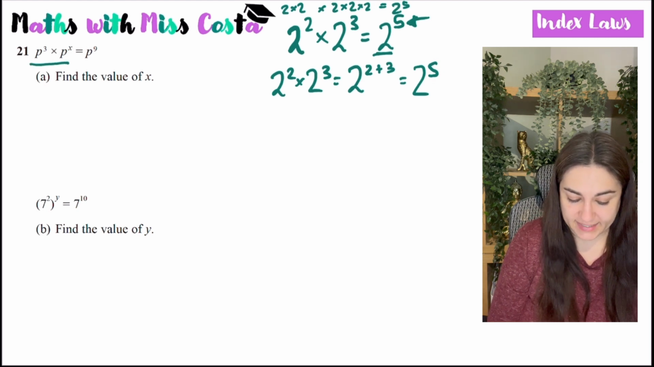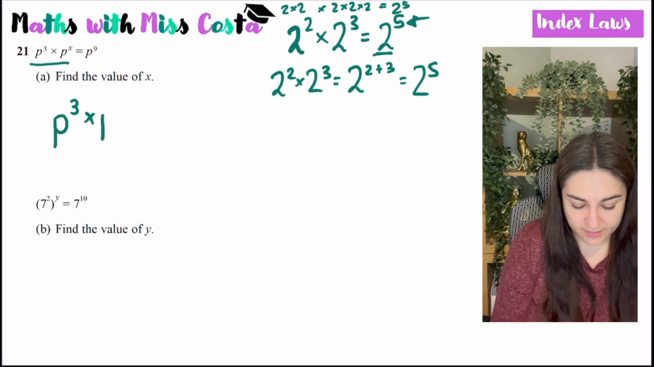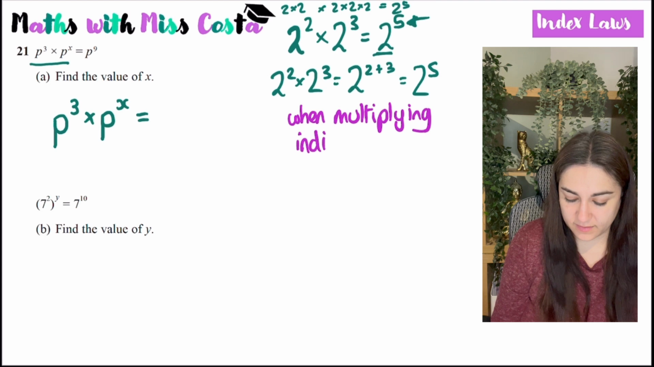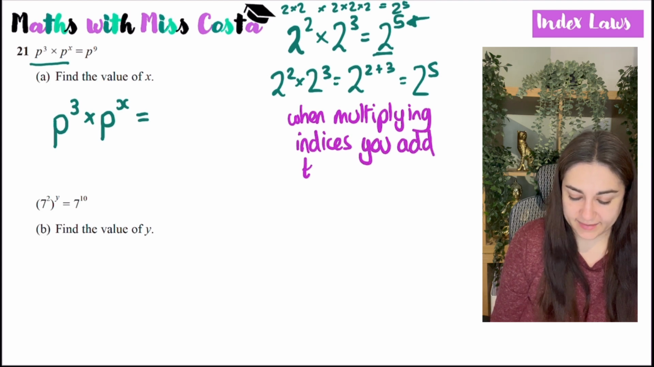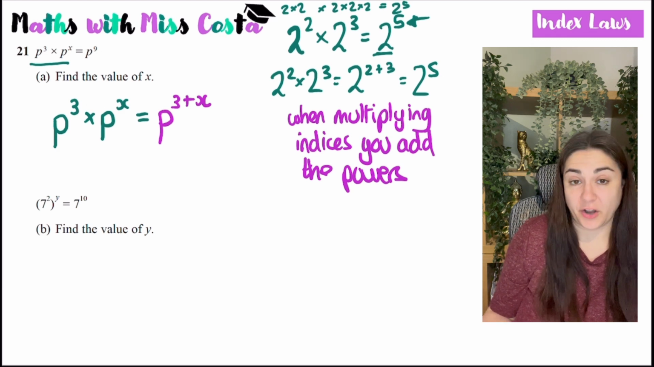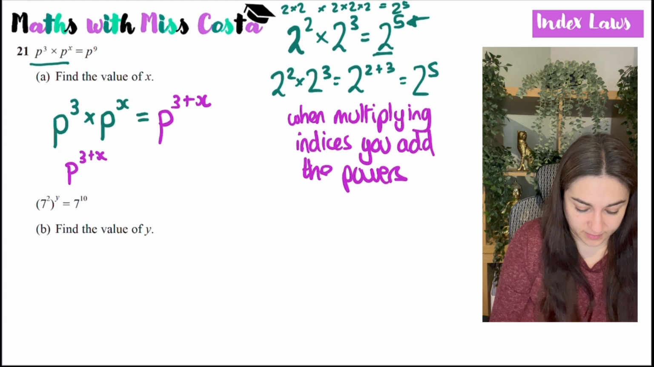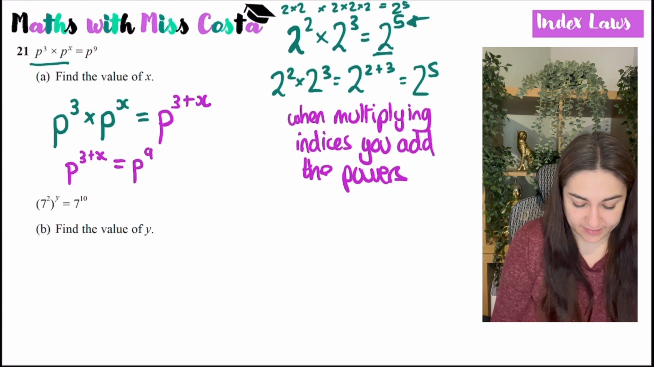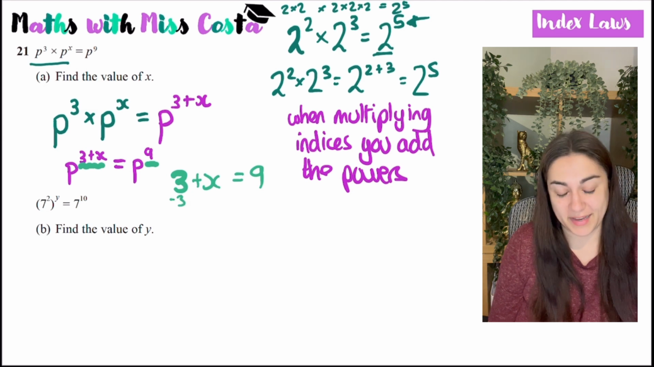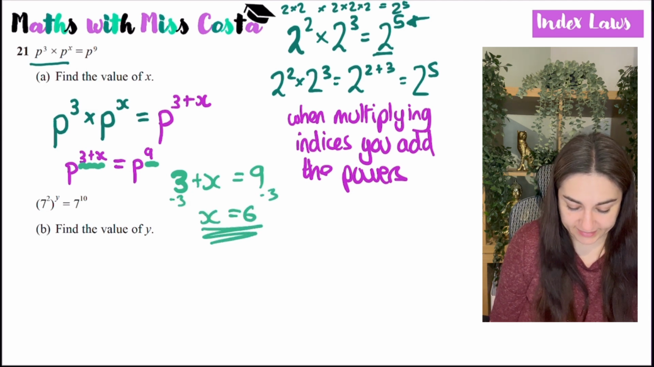So here I'm multiplying my indices. So I know that p to the power of 3 times by p to the power of x. What am I going to have to do when multiplying indices? You add the powers. So what would I have to do? That would become 3 plus x. I don't know what x is, but I know that p to the power of 3 plus x is the same as p to the power of 9. So I can then form an equation. I know that 3 plus x must be equal to 9. So 3 plus something equals 9. If I take 3 from both sides, x is 6.